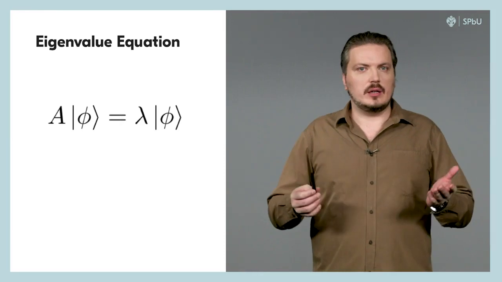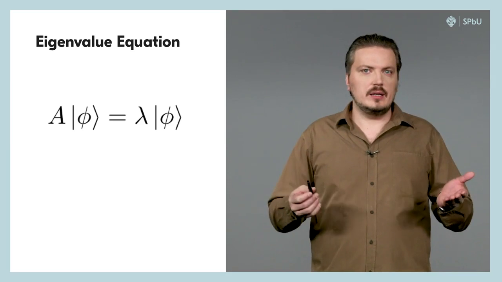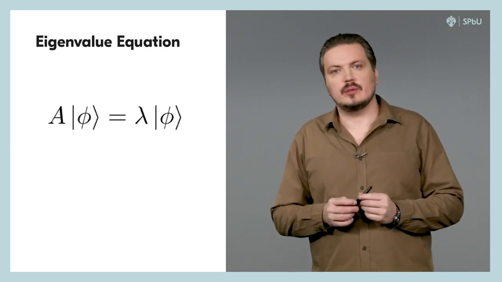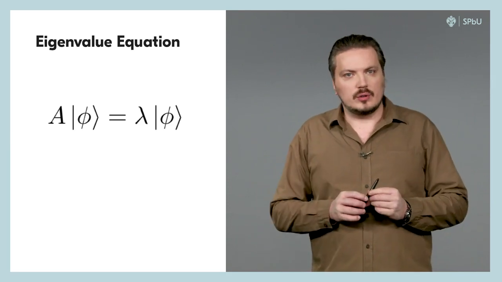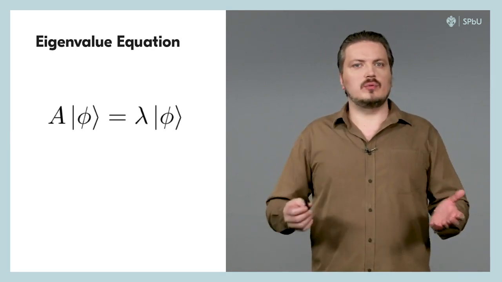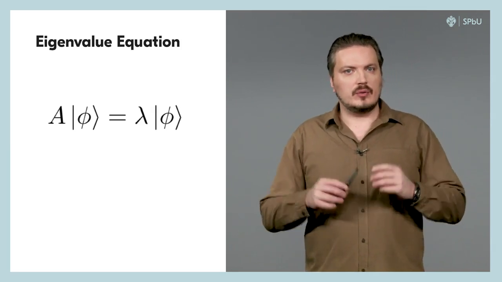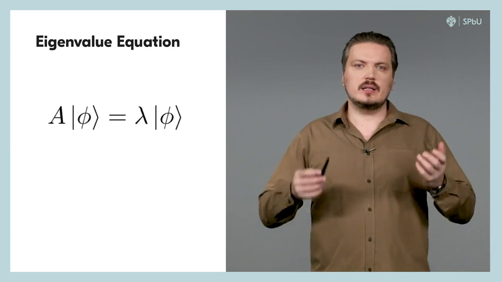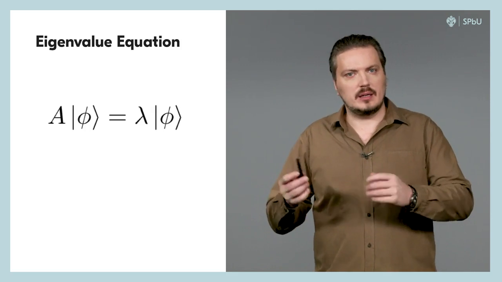The eigenvalue equation of an operator is an equation of this type. Here lambda is an unknown scalar, phi is an unknown vector, and A is the operator under consideration. To solve the eigenvalue equation means to find all possible values of lambda for which it can hold, and for each such lambda to find the set of vectors which satisfy the equation with this lambda.